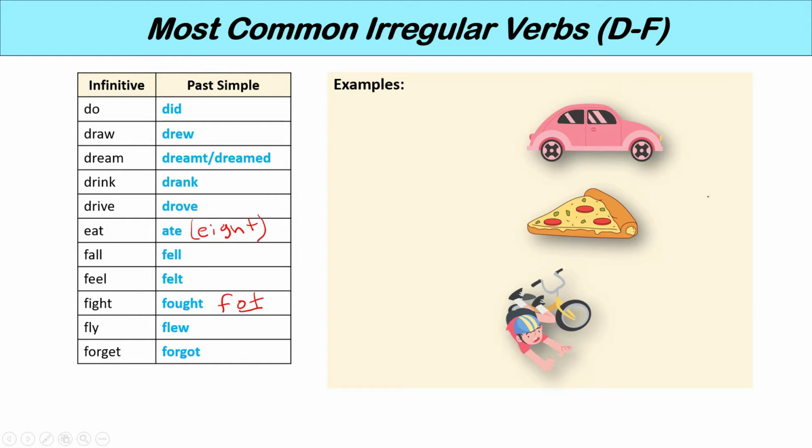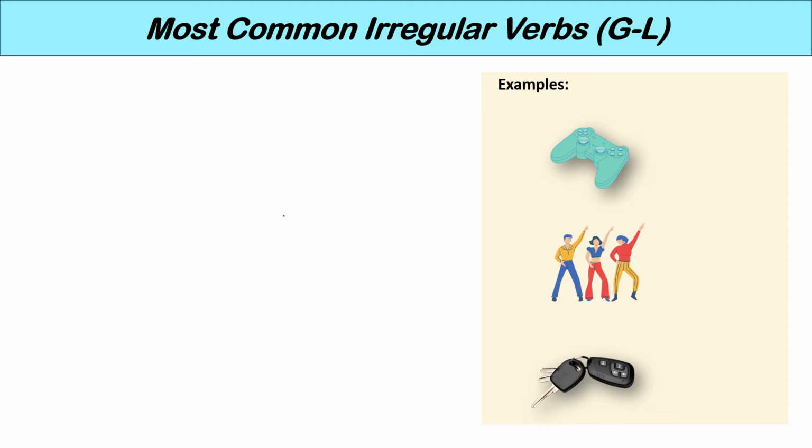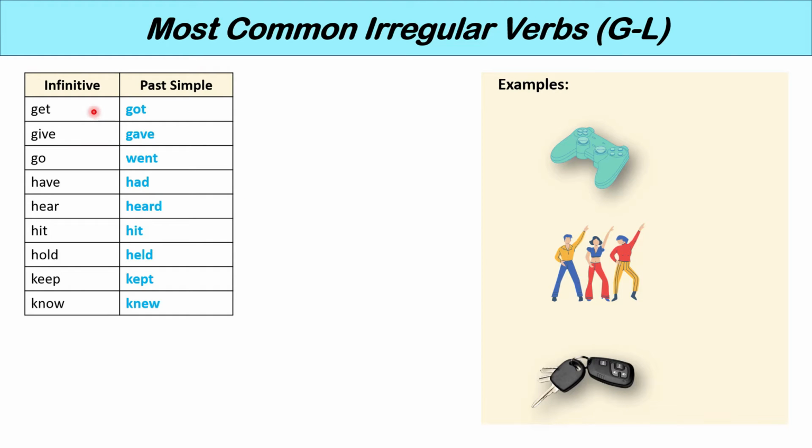Now let's look at some example sentences. We drove around town. She ate pizza for dinner. He fell off his bicycle. Now let's look at the most common verbs from G to L and repeat after me.